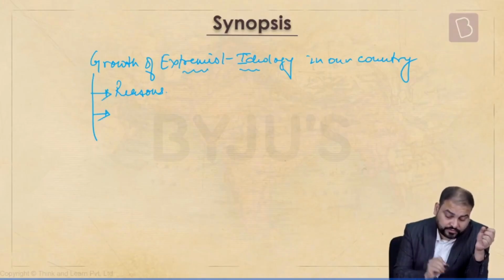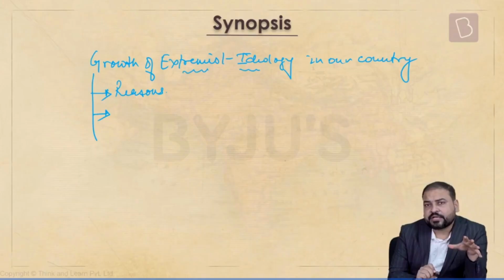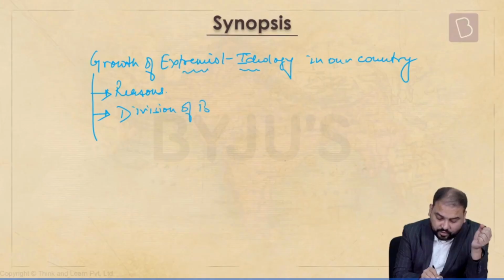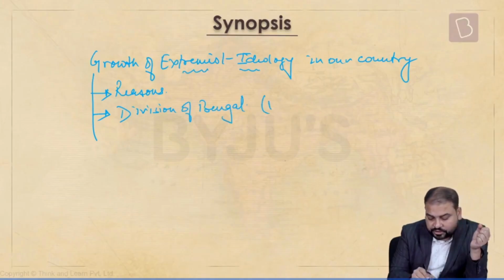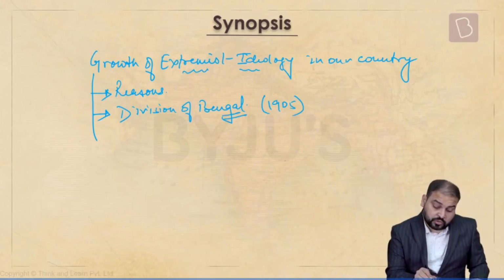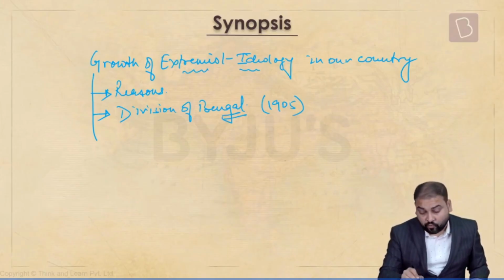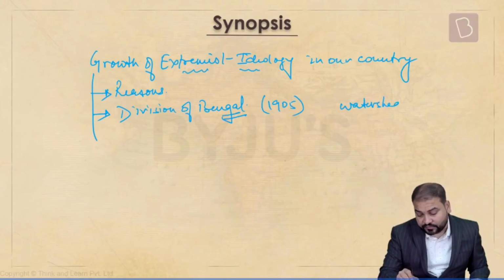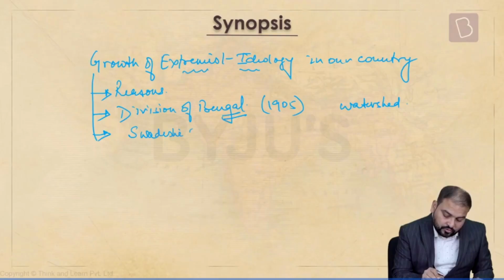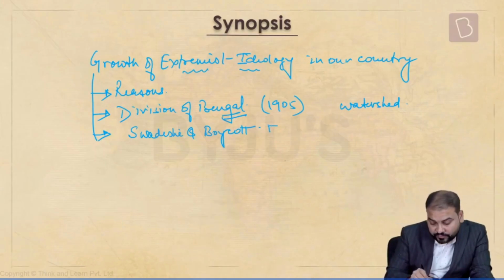Once we have gone through the reasons, we shall see that there will be a very, very prominent reason. That's your division of Bengal. The Britishers divided Bengal in 1905, which was a landmark event, a watershed as far as our history is concerned. And the Indians showed their anger here by launching Swadeshi and boycott. These two movements were launched at this point of time.